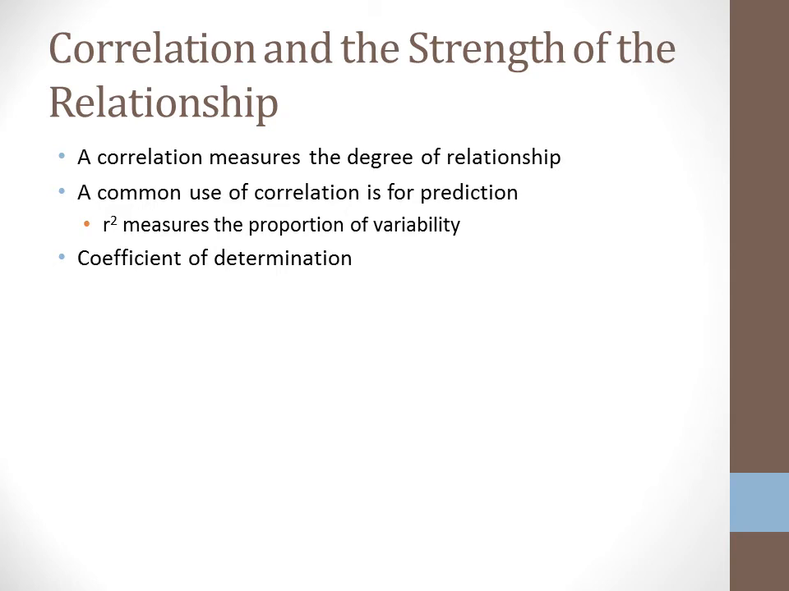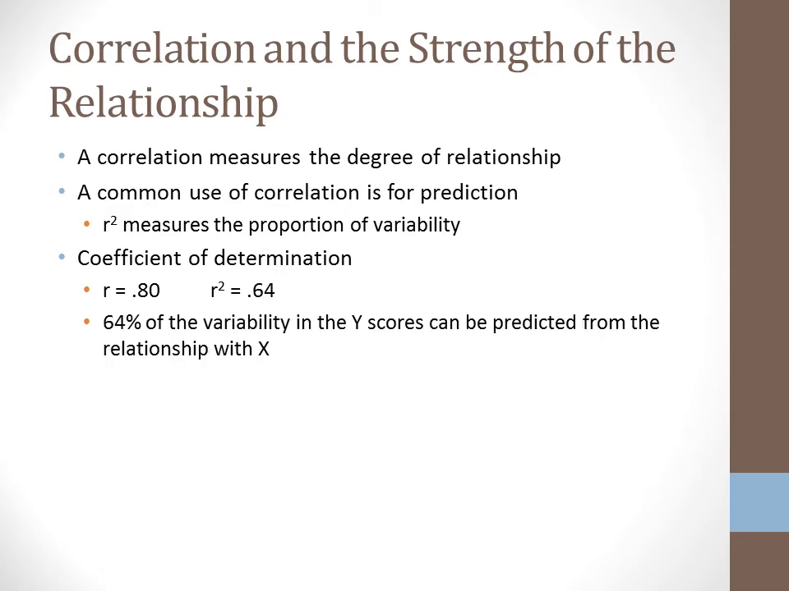It is also sometimes called the coefficient of determination. The value of R squared, or the coefficient of determination, measures the proportion of variability in one variable that can be determined from the relationship with other variables. A correlation of R equals 0.8 means that R squared would be 0.64. In other words, we can say that 64% of the variability in the Y scores can be predicted from the relationship with X.